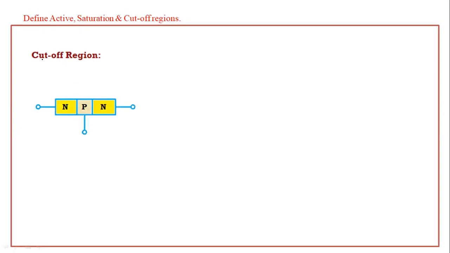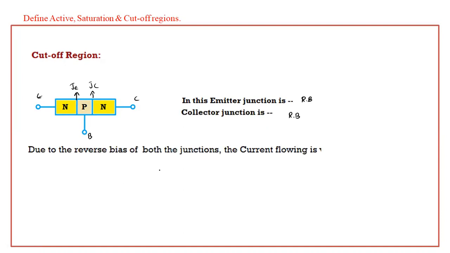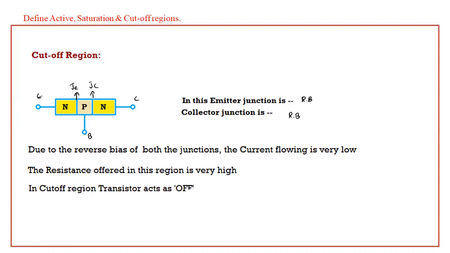In cutoff region, this is the emitter terminal, this is the base terminal and this is the collector terminal. This is the emitter junction and here is the collector junction. In the cutoff region, the emitter junction is reverse biased and the collector junction is also in the reverse bias condition. Due to the reverse bias of both the junctions, the current flowing is very low. The resistance offered in this junction is very high. That's why in the cutoff region the transistor acts as an off switch.